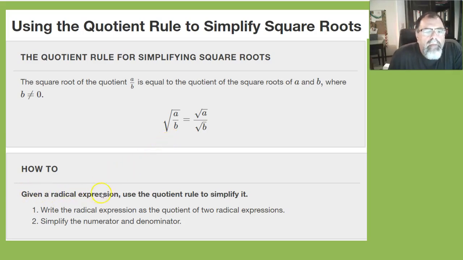Okay, so given a radical expression, use the quotient rule to simplify it. Write the radical expression as the quotient of two radical expressions. Simplify the numerator and the denominator.